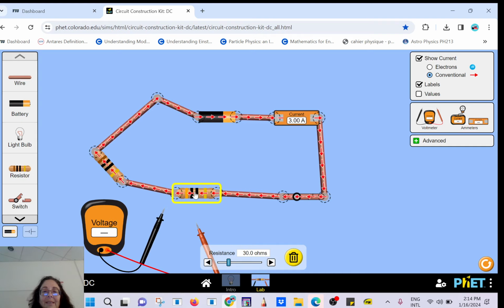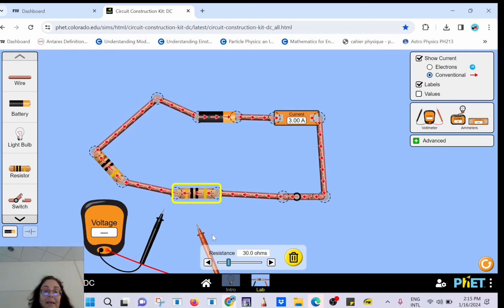So this one is 30 ohms, this one is 10 ohms, right? So this one has a larger resistance. So if you have it alone, that means it can reduce the current more. Is that clear? So let's verify.